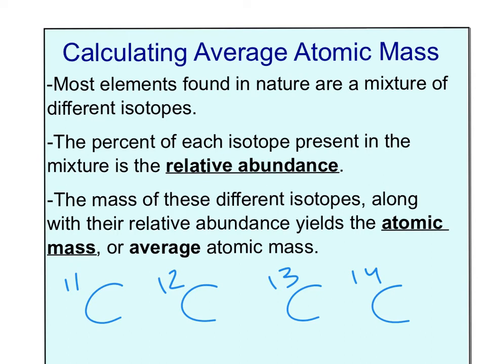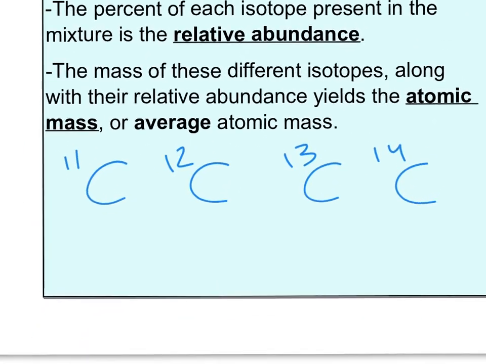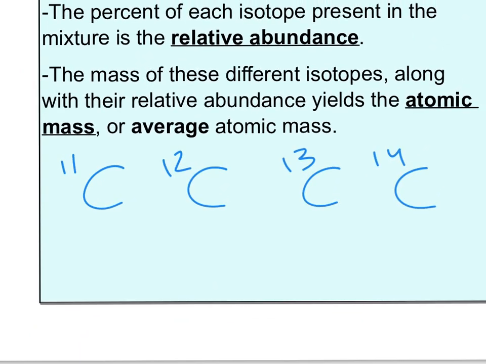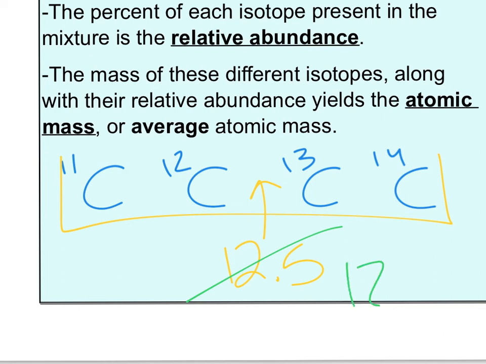So to do this, we calculate an average. If I've got 11, 12, 13, 14, if I figure out the average, it would be 12.5, right? That's right in the middle. Well, look at the periodic table. The average atomic mass of carbon is actually 12.01. So why isn't it the middle?